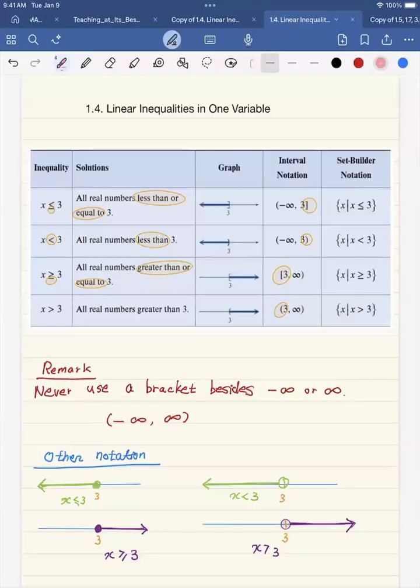In this section, we want to learn about linear inequalities in one variable. Let's review the notation. The first one is about less than or equal to. You can see this small horizontal line here. That means or equal to.